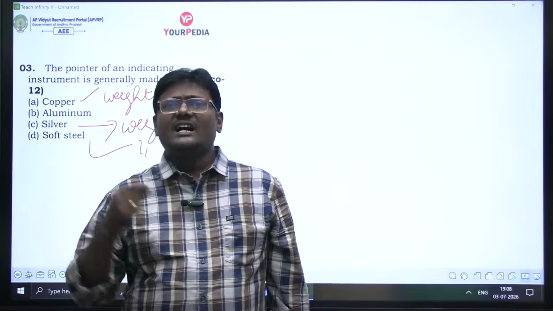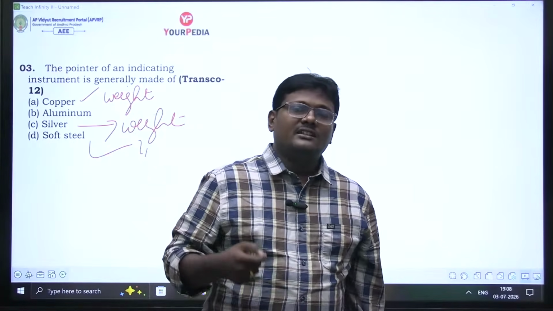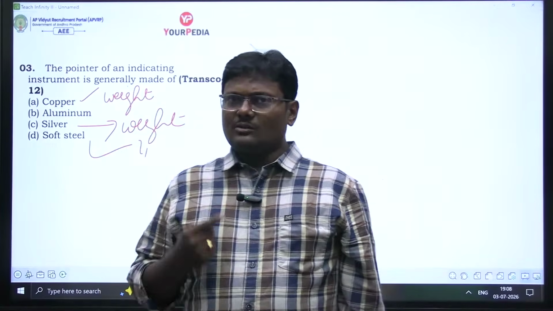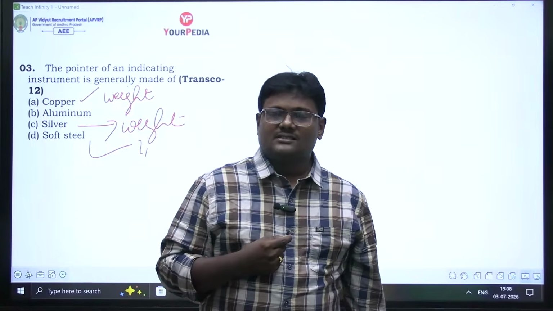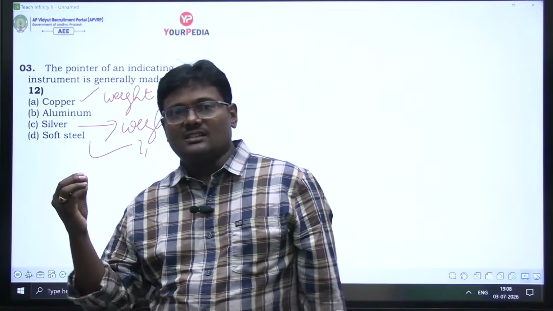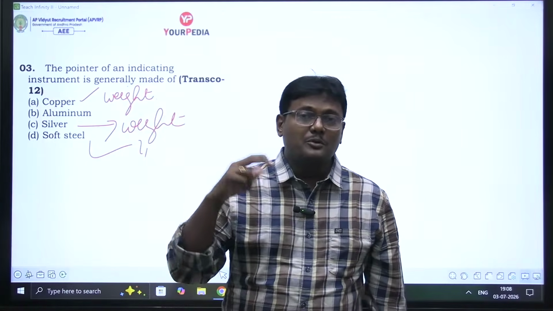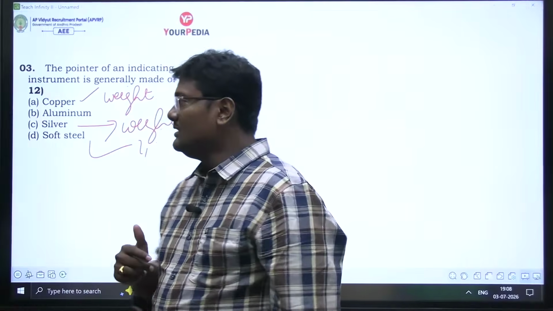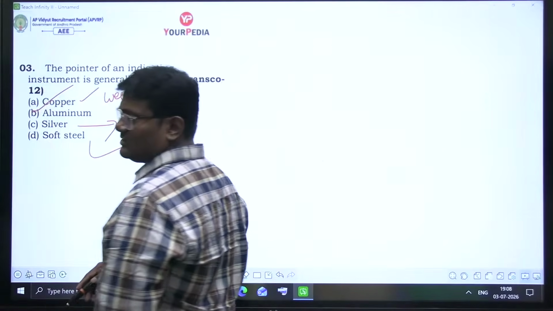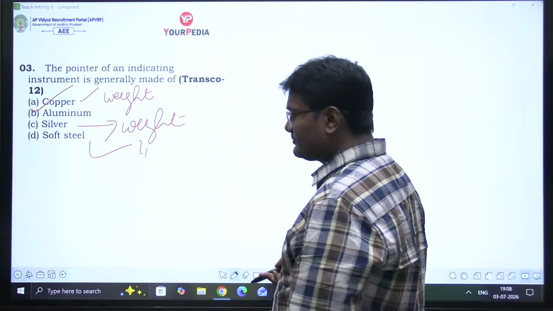If it consists of weight, then definitely frictional error will occur. Suppose I want to measure 5 amperes, but the meter shows only 2.5 amperes. That is 50% error. So that is why the pointer is made up of aluminum.